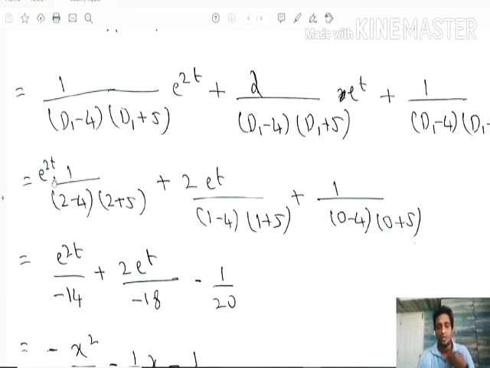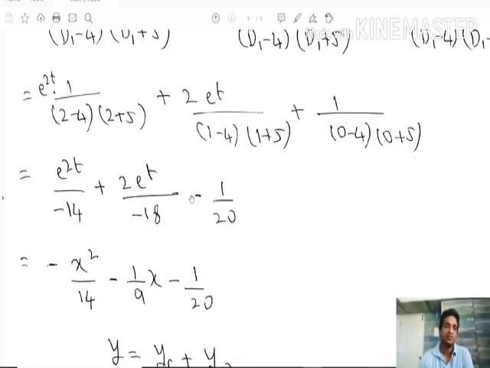So for e power 2t, instead of d1 I am substituting 2, that is if it is non-zero. So here 0 term won't come: 2 minus 4 into 2 plus 5, plus, here instead of d1 you have to substitute 1, e power t. Here the a value is 1, 1 minus 4, 1 plus 5. Here the constant term 1 I am writing as e power 0t. So the a value is 0. So I am substituting 0 instead of d1. So 0 minus 4, 0 plus 5.